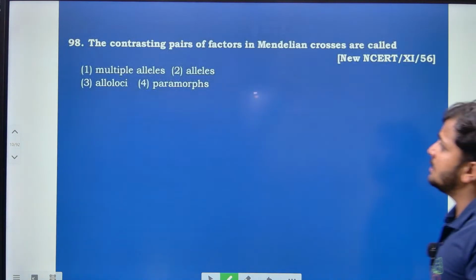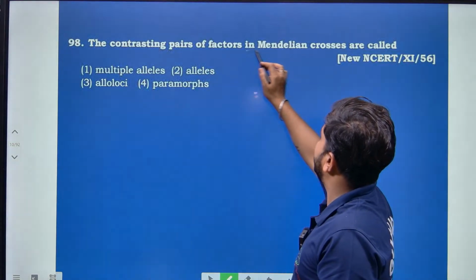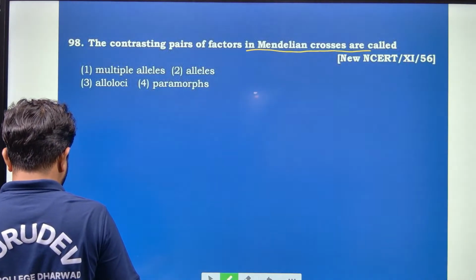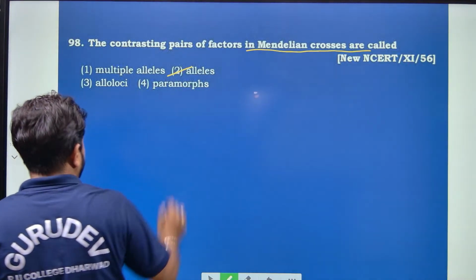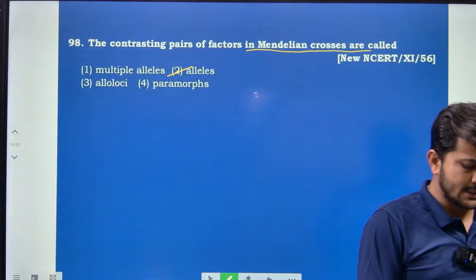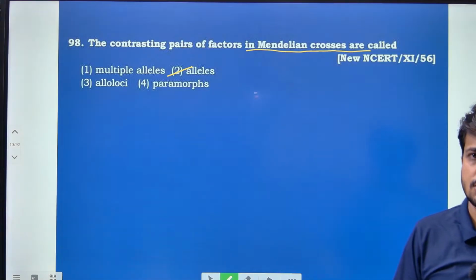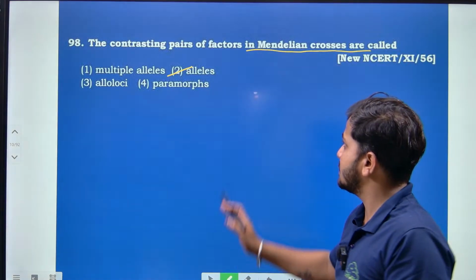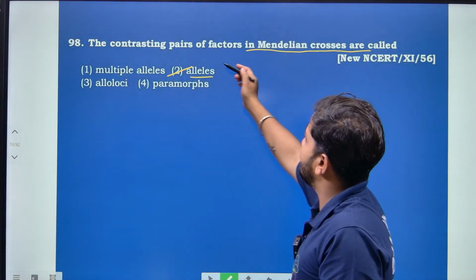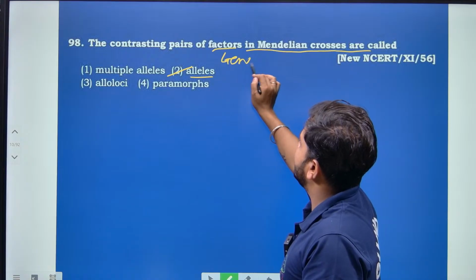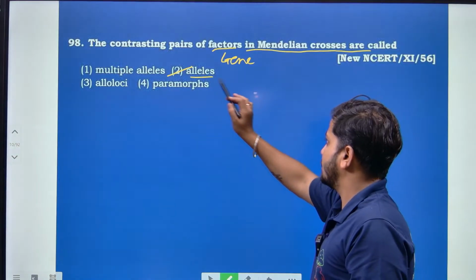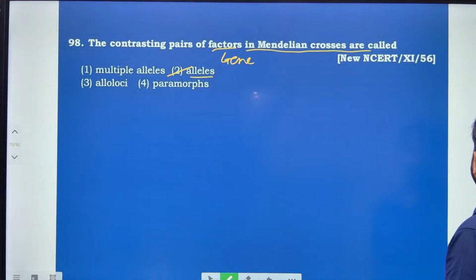Then next question, the contrasting pair of a factor in a Mendelian cross are known to be the alleles. They are known to be alleles. Allele or allelomorph is a pair of contrasting characters in a Mendelian cross, right? With respect to the Mendelian cross, this is the contrasting pair of factors, and factor means genes, right? And this pair of genes itself is what we call an allele. So according to that option 2 is correct, right?